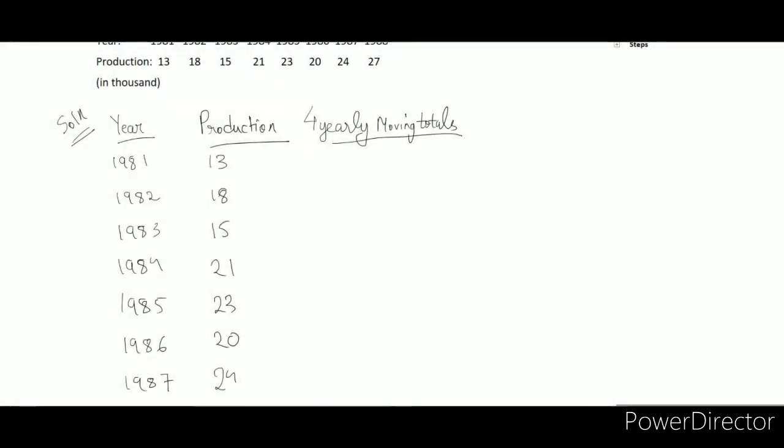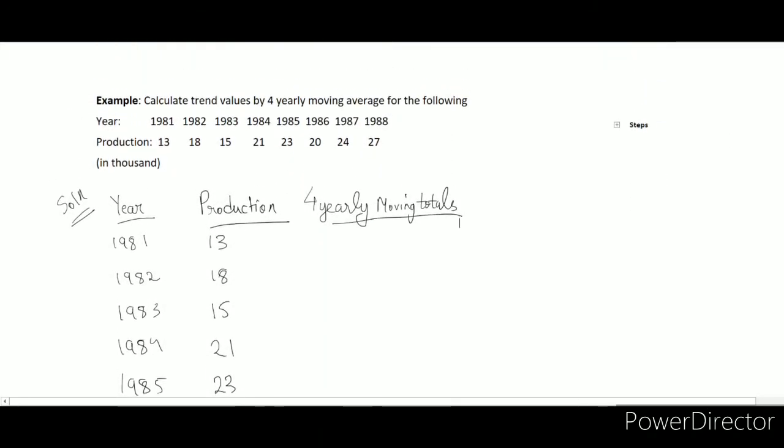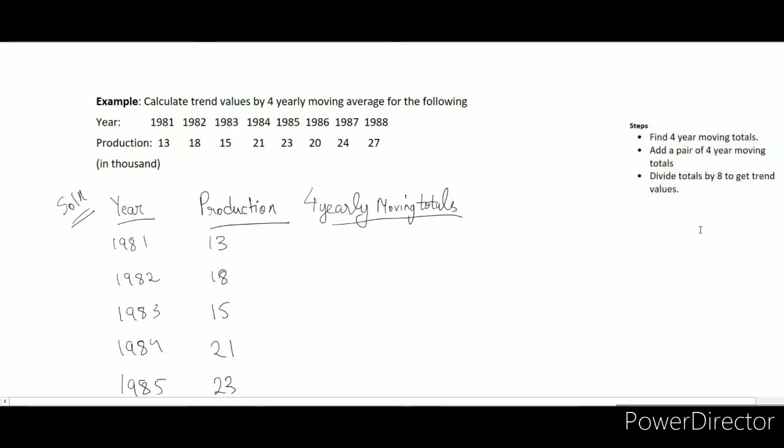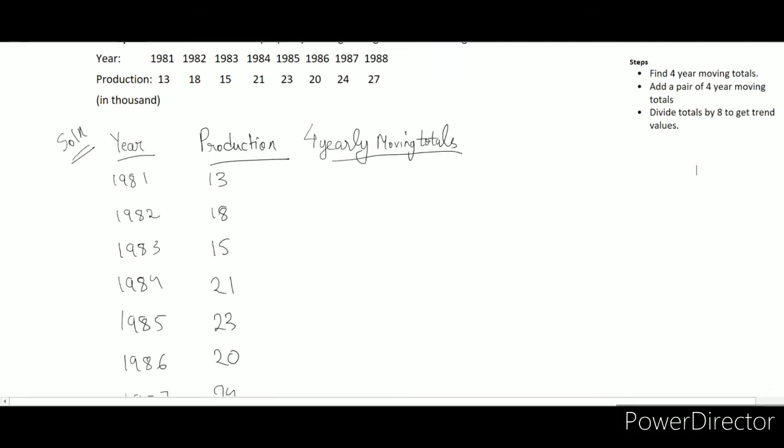Let's look at an example using method 2 to find the trend values. Calculate the trend values for the following data. Here, just remember that we need to follow these steps. You find the 4-year moving totals. The next step is you add a pair of 4-year moving totals. Then you divide by 8 to get the trend values. So these are your figures.